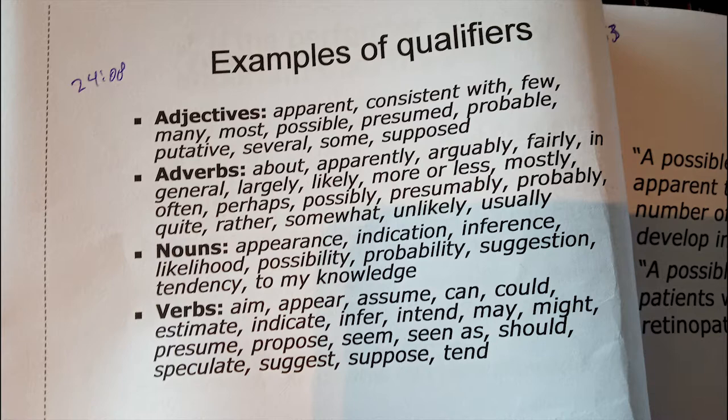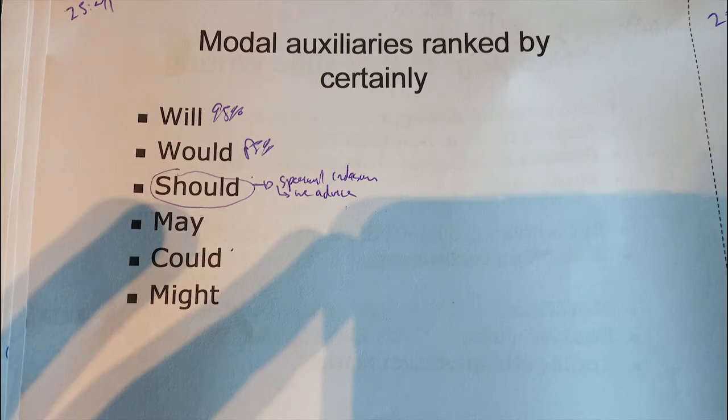Now, let me introduce you to maybe the most common, most popular of the tentative words. We call these the modals. They are might, could, may, should, would, and will. Might means 20% chance. Could, 30%. May, 40%. Should, 60%. Would, 85%. Will, 95%, all right? So you use the word that best reflects your confidence.